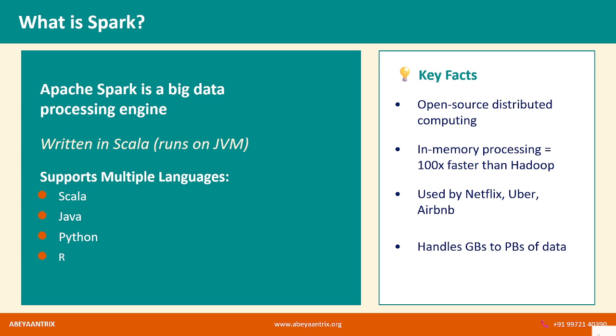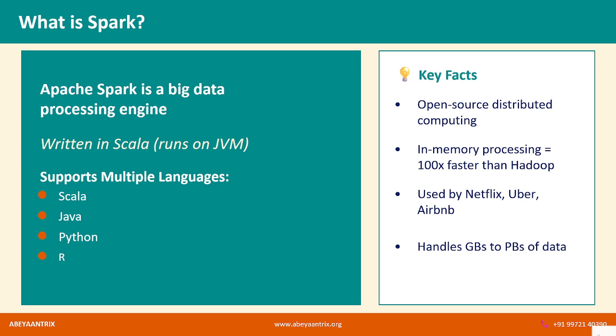Okay, so Apache Spark runs where? It runs on JVM. So since it runs on JVM, we want Java to be installed in our system. Without Java you cannot run Spark. So you cannot run. So it also supports multiple languages.